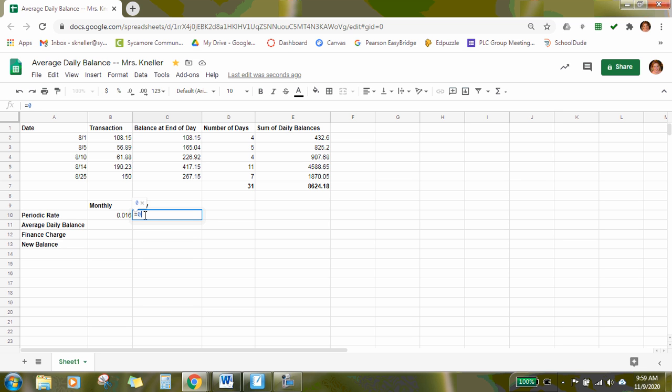And then we'll do 0.192. That was our annual percentage rate. But now we're going to divide it by 365 because there's 365 days in a year. Now Google is going to give you a whole mess of decimals. And as a math teacher, I love to see that because the more decimal places you have, the more accurate and precise your answer is going to be.